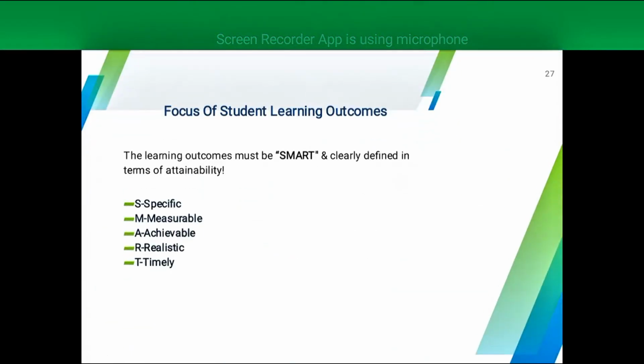Focus of student learning outcomes. The learning outcome must be SMART, S-M-A-R-T, or clearly defined in terms of attainability. S for specific, M for measurable, A for achievable, R for realistic, and T for timely.